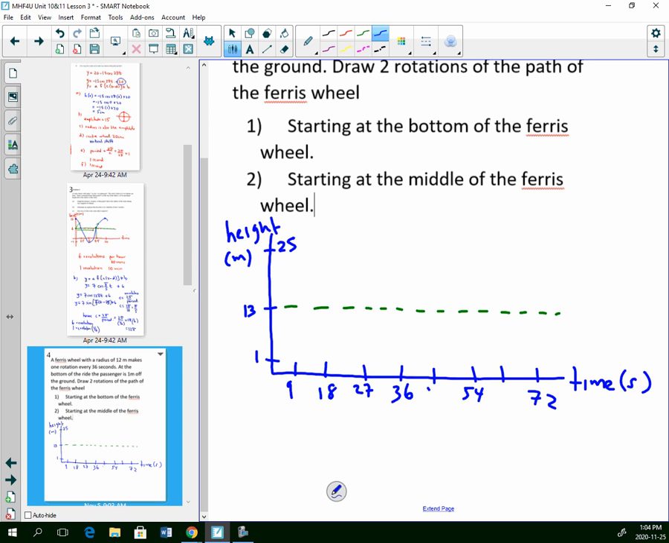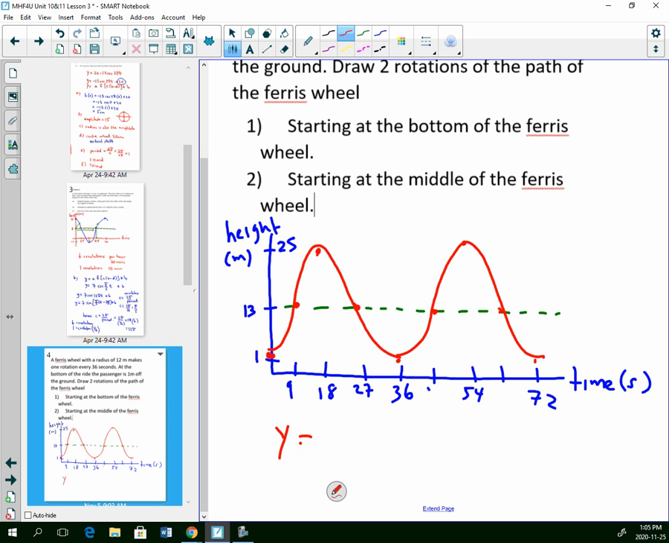And then it says, first of all, draw it starting at the bottom. So I'm going to start at the bottom, go to the middle, up to the top, back to the middle, down to the bottom. There's 1 cycle. And then I'm just going to repeat. There's 2 cycles. Okay, so this is an equation starting at the bottom.